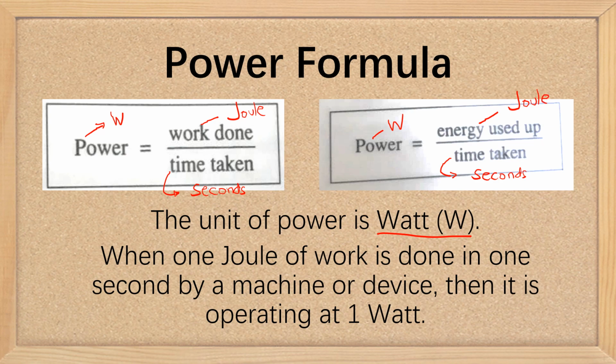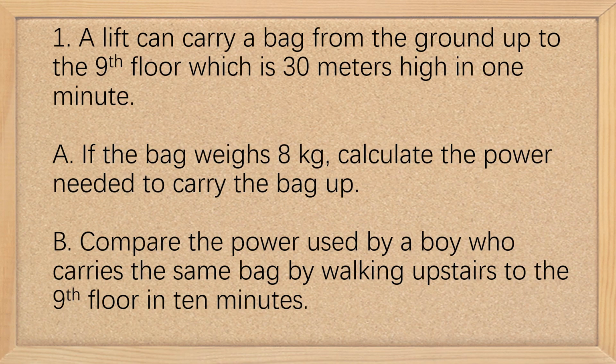So what does your watt mean? Your watt means that when 1 joule of work is done in 1 second by a machine or a device, then it is operating at 1 watt. So if you are using a machine and you finish 1 joule of work in 1 second, you are using the machine with a power of 1 watt. So I only have one word problem for your power.